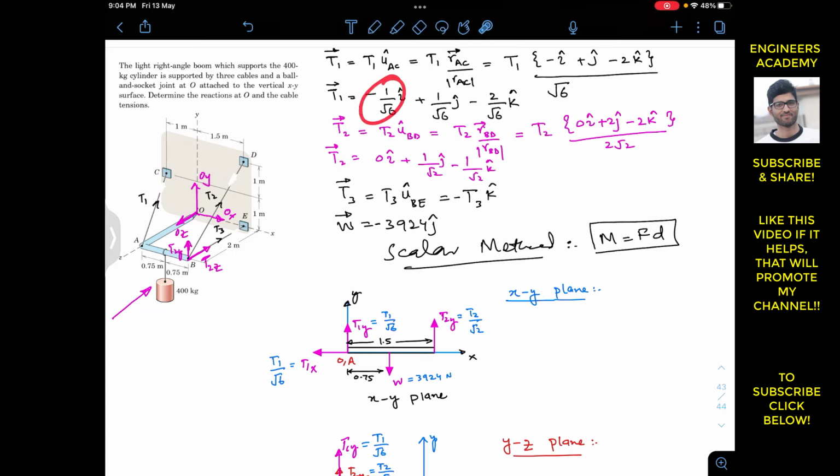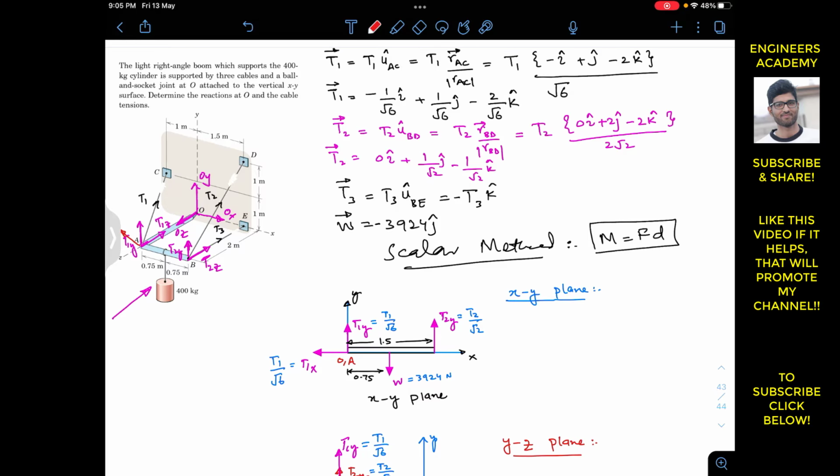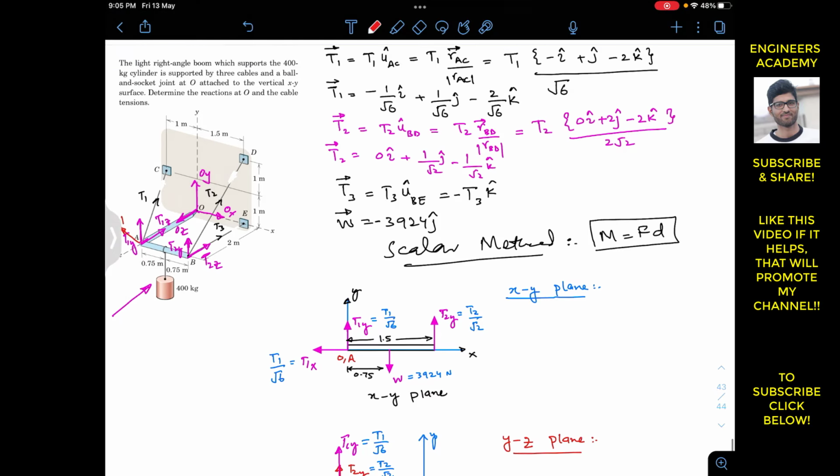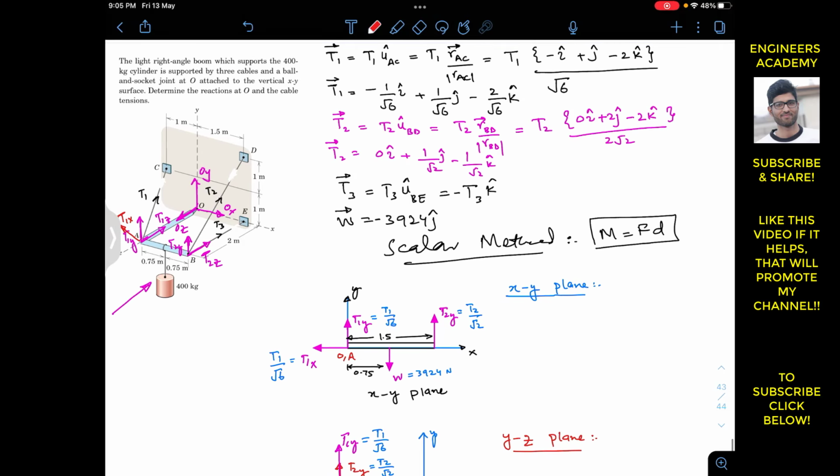And T3 is acting along the z direction, that is in the negative k. Similarly, T1 has three components, as we can see: this is 1, 2 and 3. So T1 has one component in the negative z, that will be T1z, as we can see that the k component is negative. Then we will have one component along the positive y direction, that is T1y, and T1 has one component in the negative x, like this. This red component is T1x, and it is directed along the negative i direction. So we have this minus sign here.